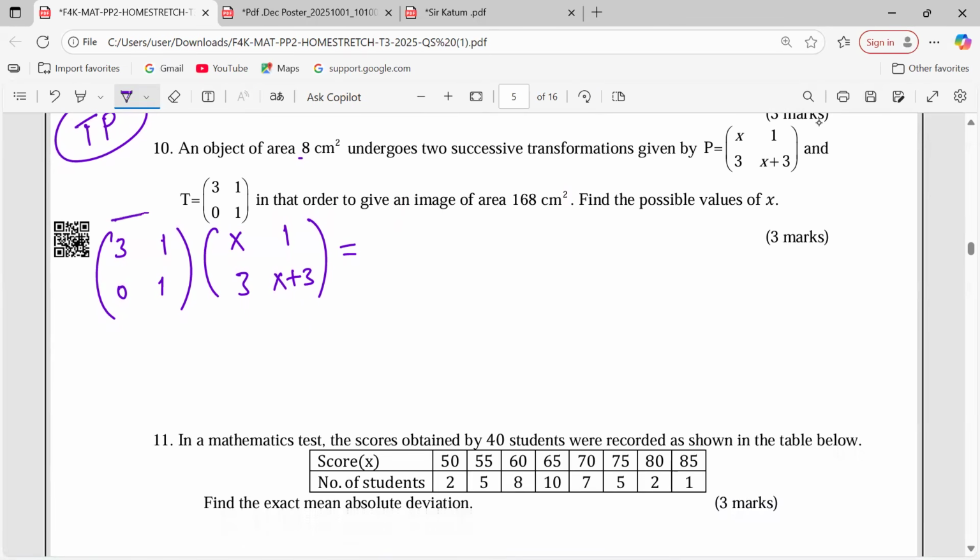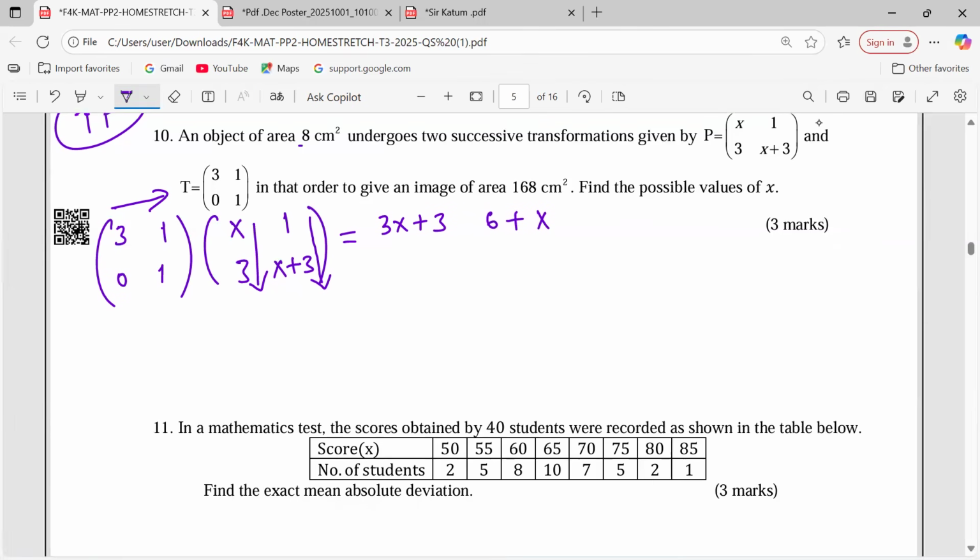So we multiply row times column, 3 by x and 1 by 3, giving us 3x plus 3. Next shall be the same row and the next column. So 3 by 1 and 1 multiplied by x plus 3, giving us 3 plus x plus 3. That shall be 6 plus x.